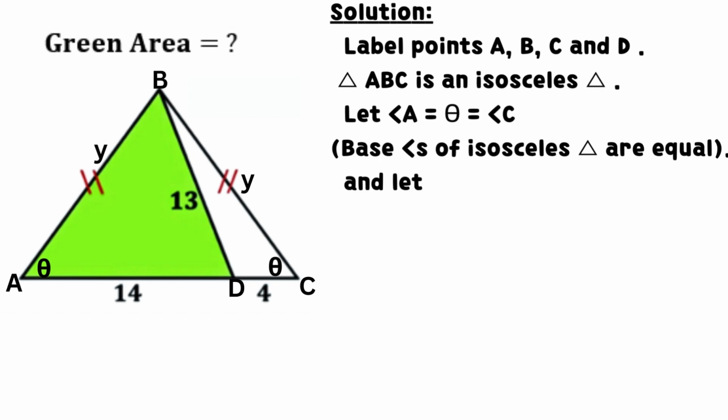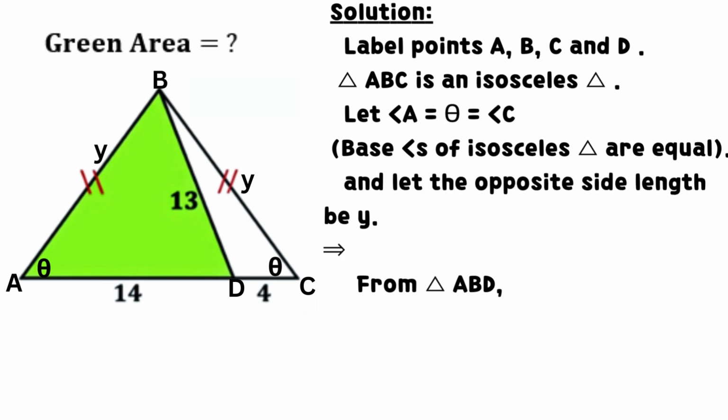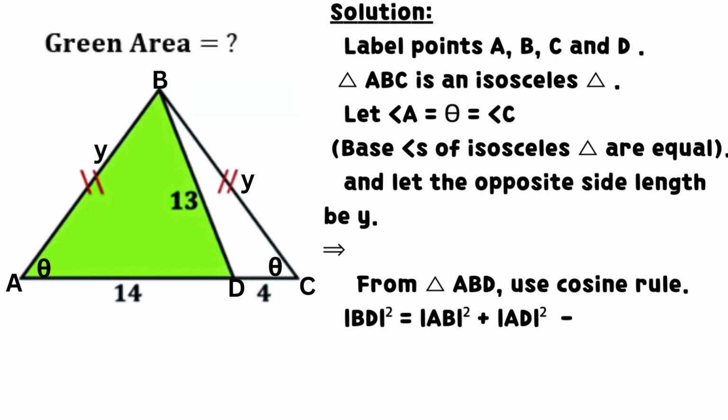Triangle ABC is an isosceles triangle. Let angle A equal theta, which equals angle C, because base angles of an isosceles triangle are equal. Also, let the opposite side length be y.